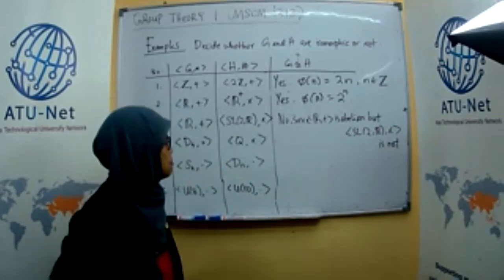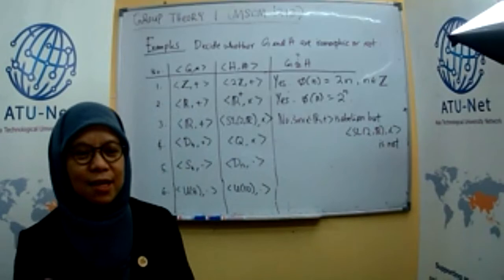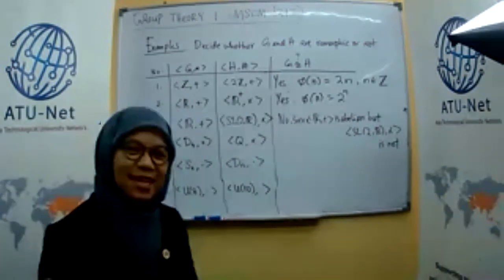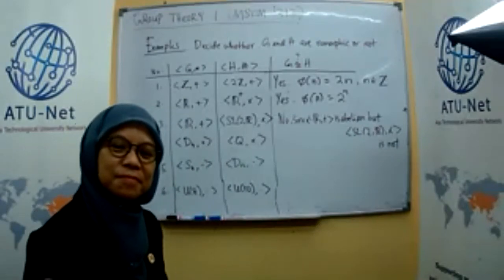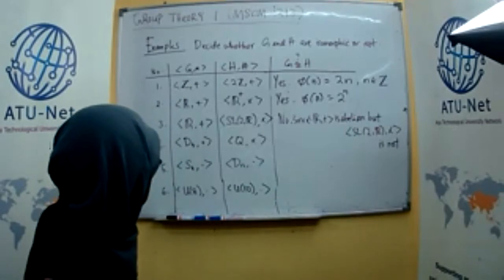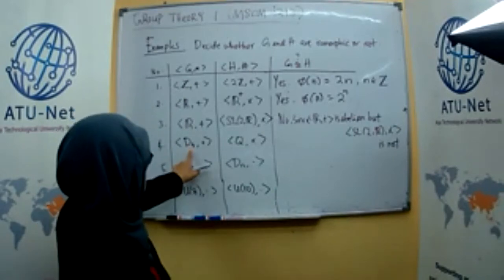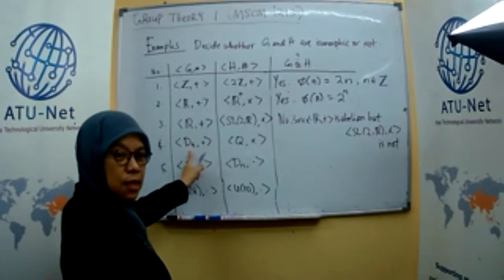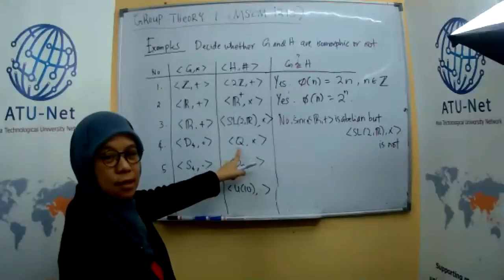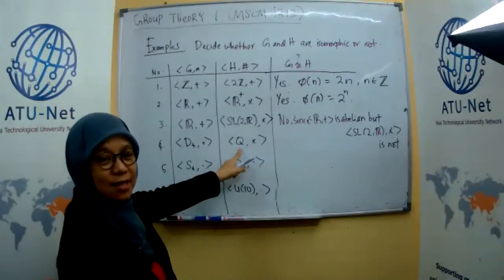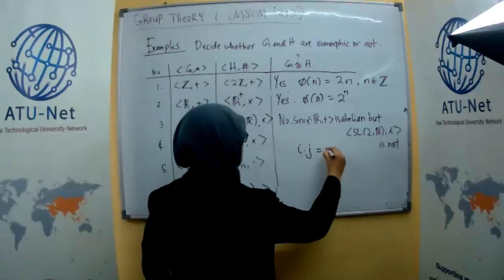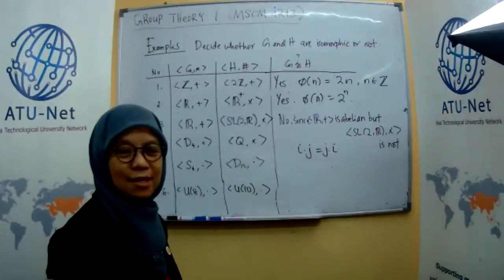Okay, number 4. Vian, what do you think? I think no. Why not? Because the first one is abelian. But this is not abelian. This? Yes, this is abelian. So if you have i times j, does it equal j times i?